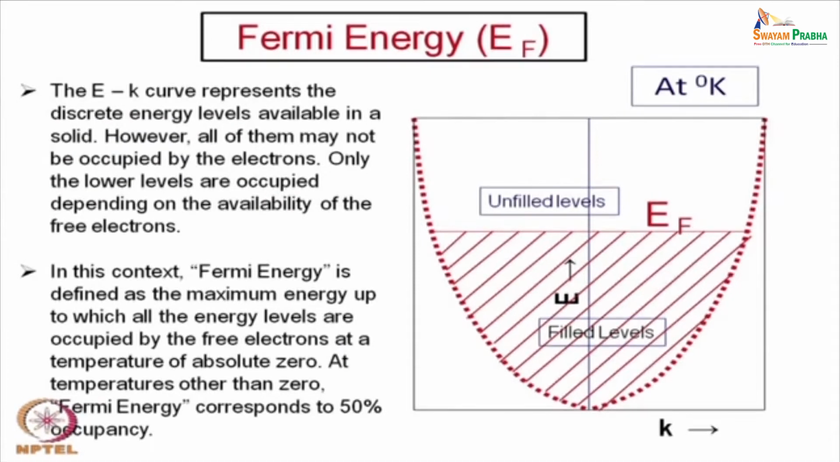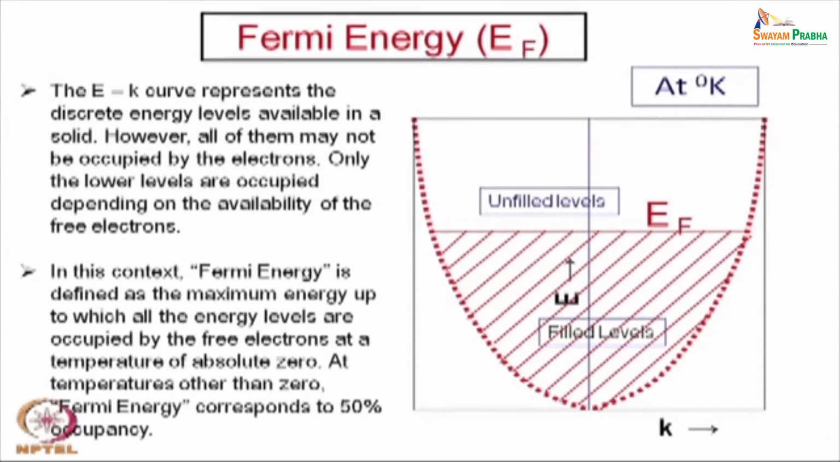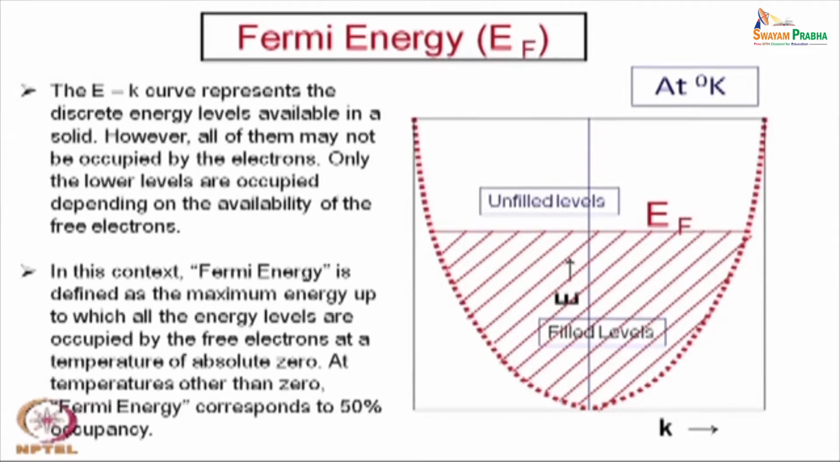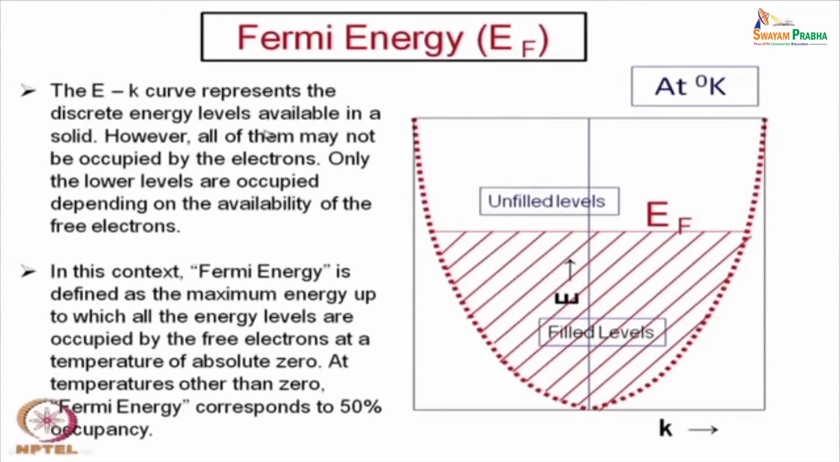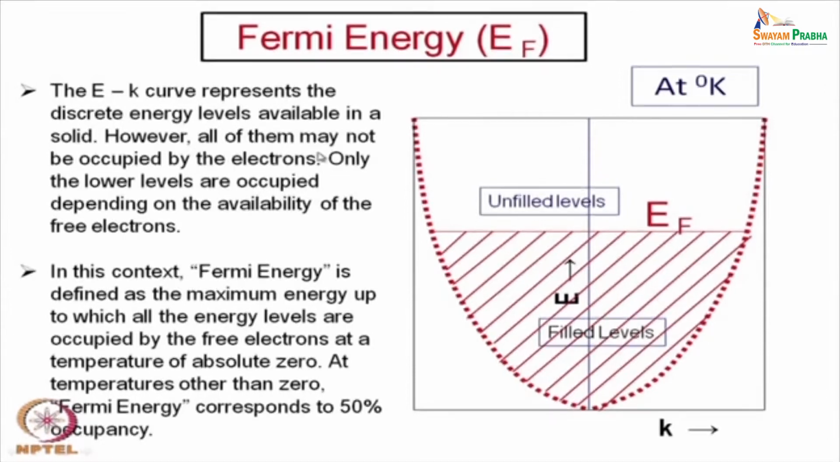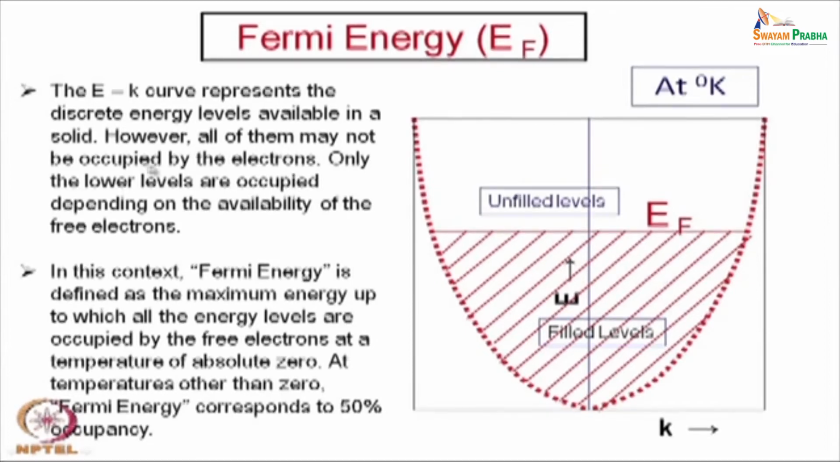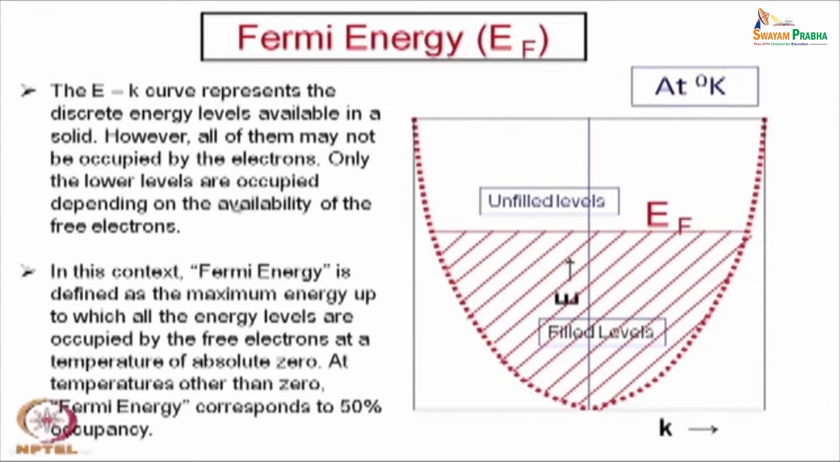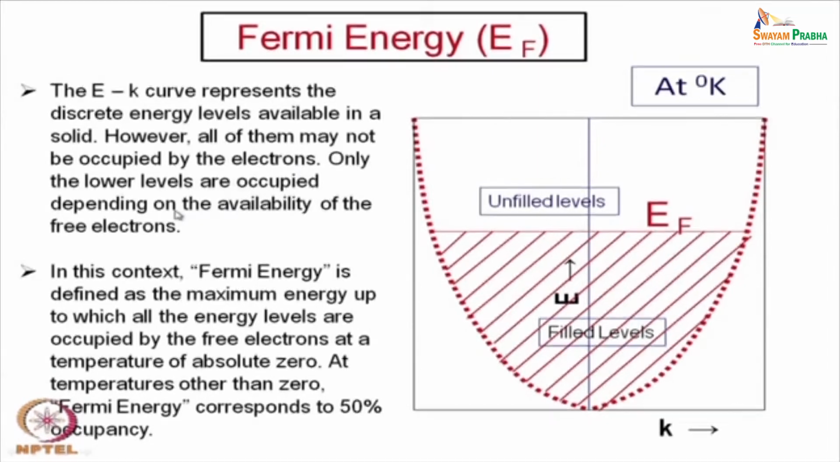Now, with this concept, we also introduce another important energy term, which is called Fermi energy. The E-k curve represents the discrete energy levels available in a solid. However, all of them may not be occupied by the electrons, only the lower levels are occupied depending on the availability of the free electrons.